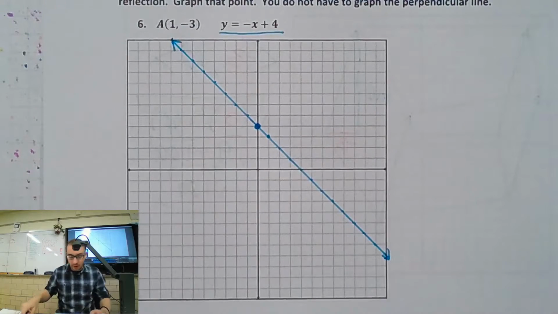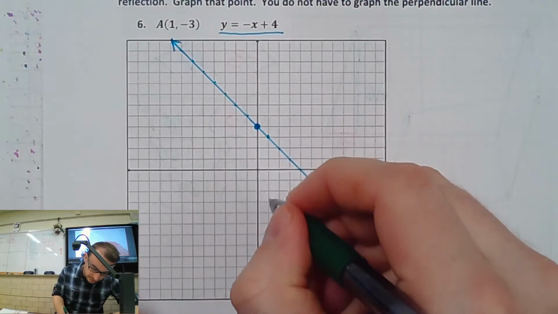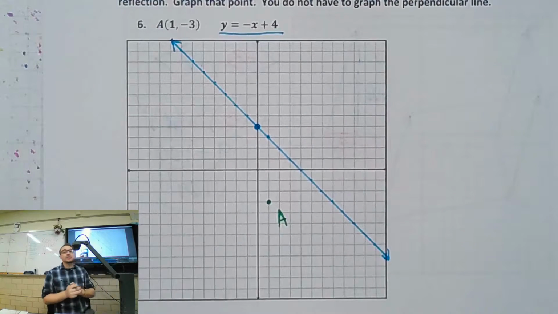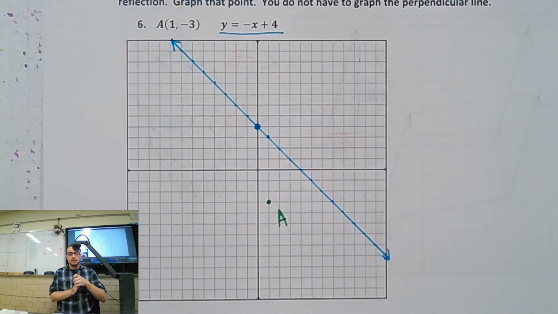I know. So, A is (1, -3). That's here. That's 3 points already. How do you feel? Easy. That's easy. Good about graphing the line, good about the point?